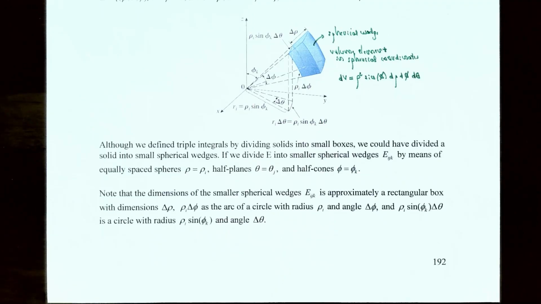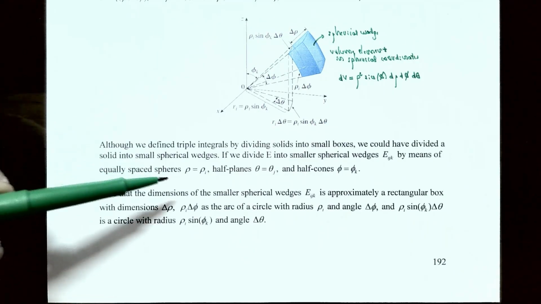Although we define triple integrals by dividing solids into small rectangular boxes, we could have divided the solid into small spherical wedges. So if we take this solid E and we divide it into smaller spherical wedges, E sub ijk, by means of equally spaced spheres, half planes, and half cones.